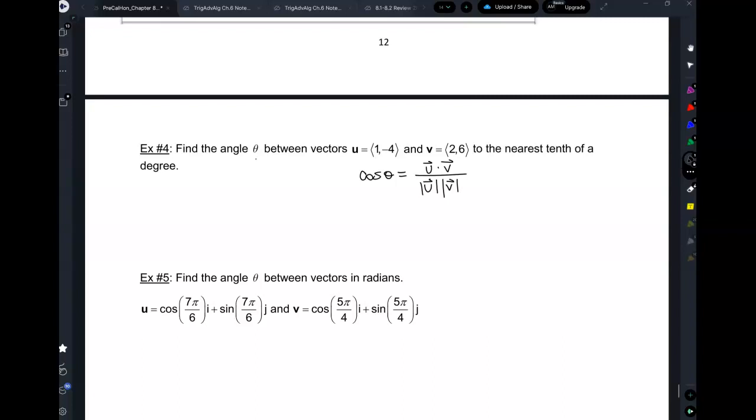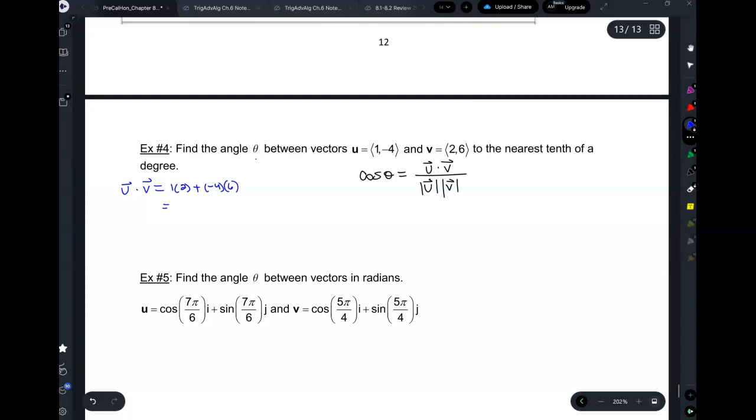Okay. So now we need to do the different parts of this. So first, U dot V. Let's find U dot V. It's going to be 1 times 2 plus -4 times 6.